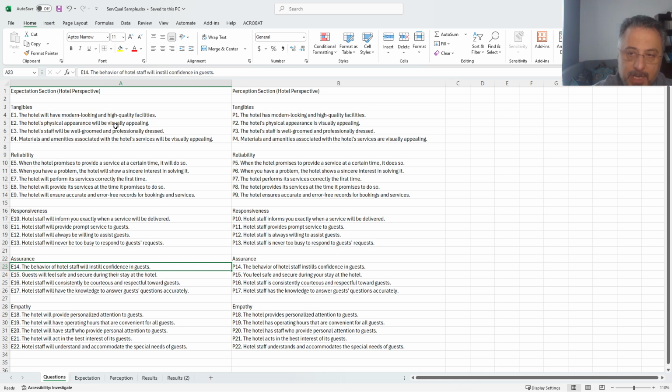Then there is the perception, right? You expect that, but what about the perception? Like, hotel staff will be well groomed and professionally dressed. Then they ask the question, the hotel staff was well groomed and professionally dressed. Then you ask these questions to people before and after, of course, and they answer between 1 to 5, right? Agree or disagree.